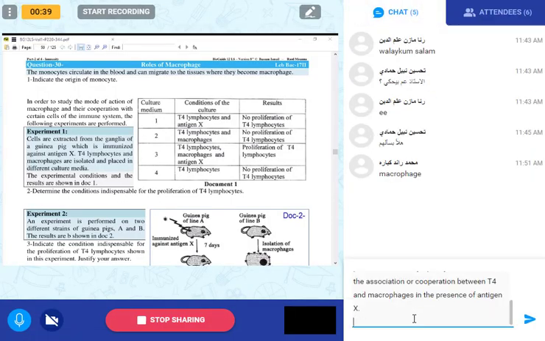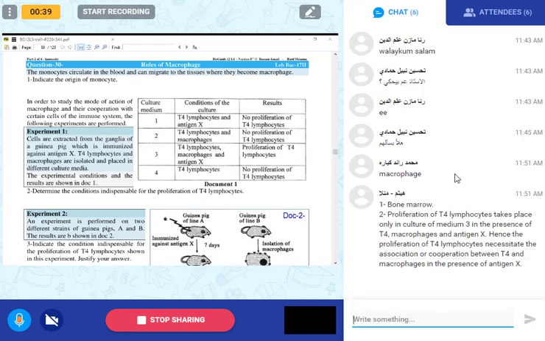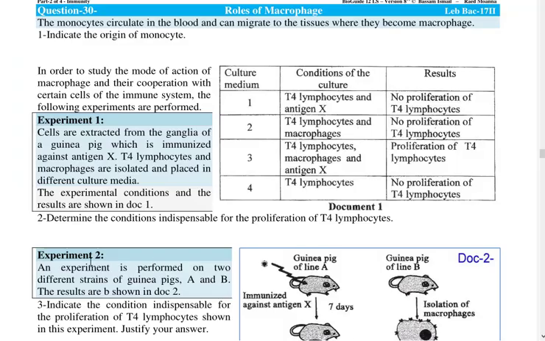طيب. So now, proliferation of T4 lymphocytes takes place only in culture medium 3 in the presence of T4, macrophages, and antigen X. This is the analysis. Hence, proliferation of T4 necessitates the association of, or cooperation between, T4 and macrophages in the presence of antigen X. Okay, good. Let's go to experiment 2.